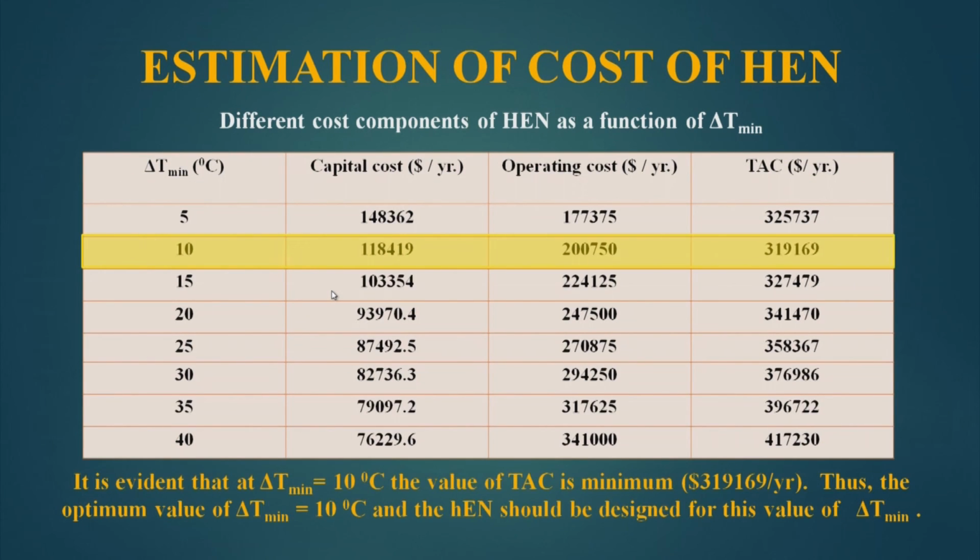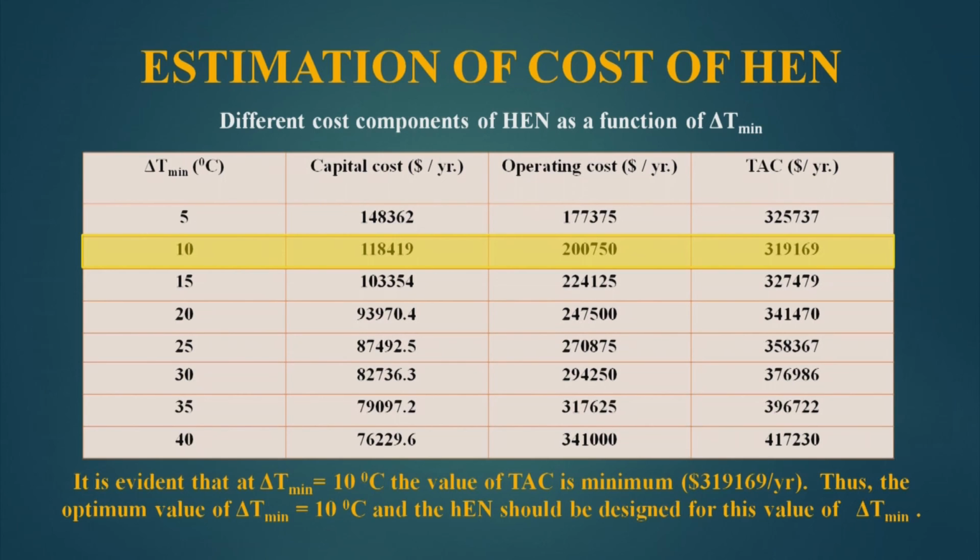So, if I convert this into the table, then for delta T minimum equal to 5, the capital cost is 148,362, the operating cost is 177,375, and the total cost is 325,737. When I change this to 10, the capital cost becomes 118,419, but the operating cost is 200,750 and the TAC is 319,169.